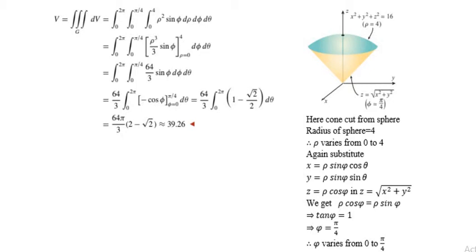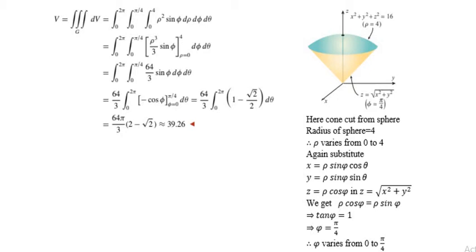First we have to integrate with respect to rho. So rho squared becomes rho cubed by 3. Put the limits for rho. You will get the integral from 0 to 2 pi, integral from 0 to pi by 4, of 64 by 3 sin phi d phi d theta. Next we have to integrate with respect to phi.